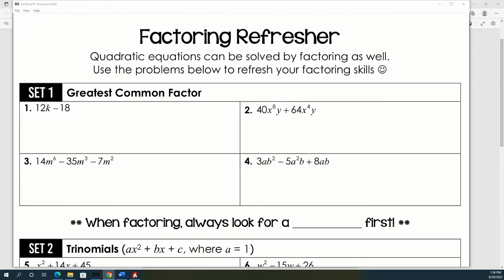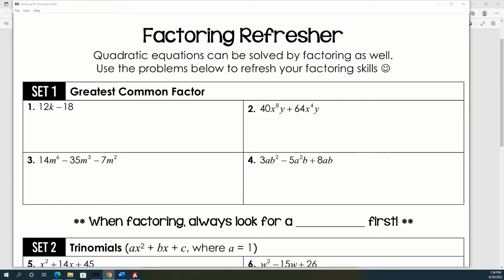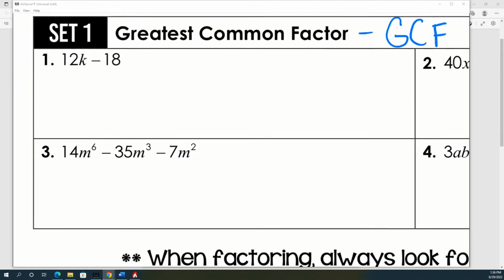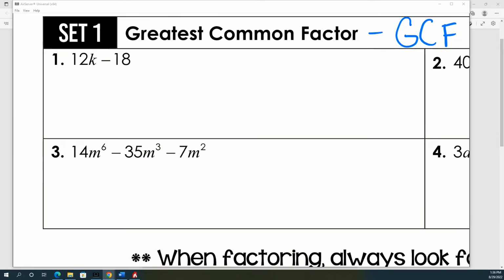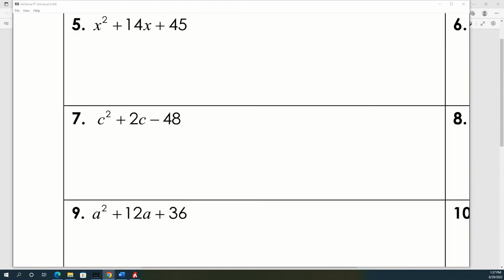So this lesson on factoring adds an additional thing that we need to be able to do, which is factoring out the greatest common factor. And the greatest common factor is sometimes called the GCF, greatest common factor. Okay, so there are some, like example one, that it's not too crazy hard to figure out. So we are looking at 12K and 18, and we want to know if there is a common factor. And if there is, we want to find the greatest common factor.